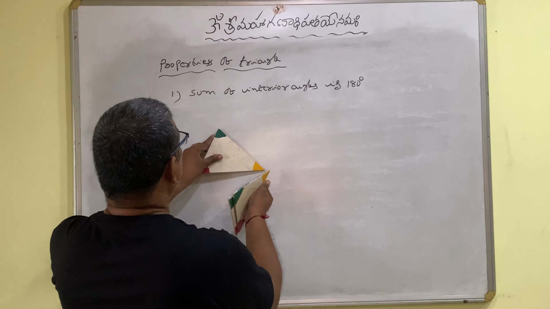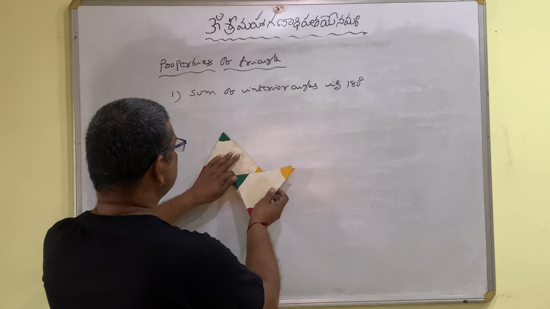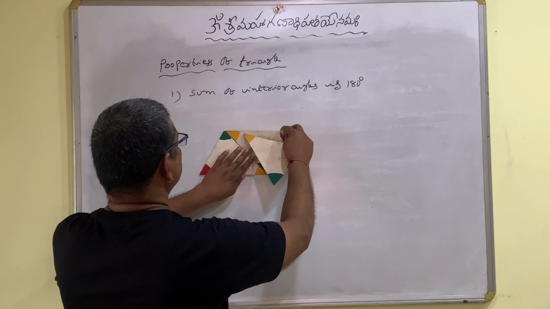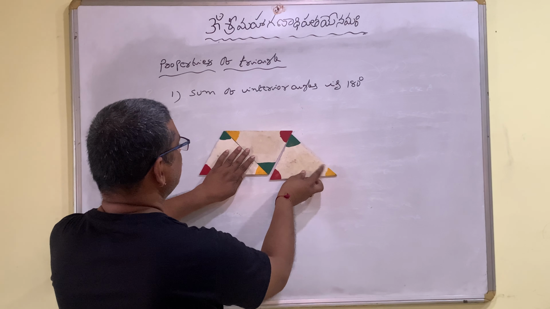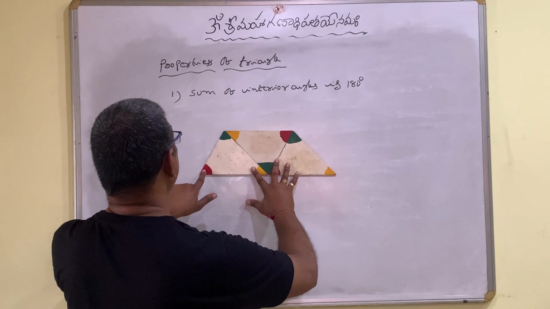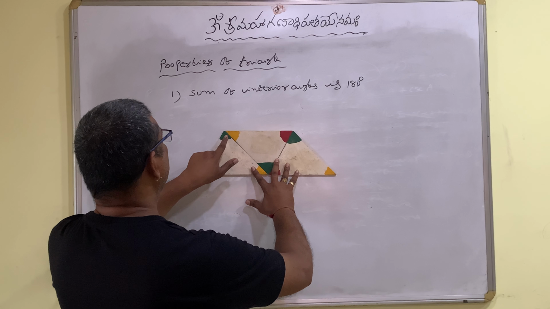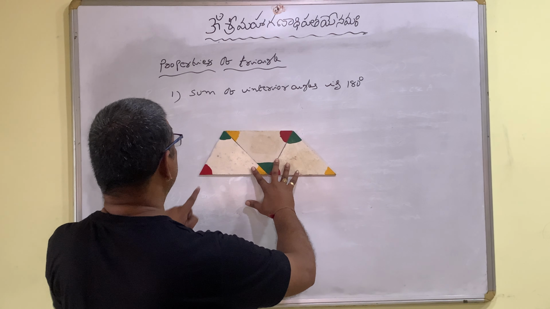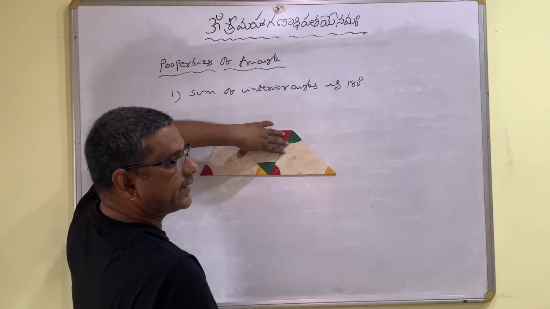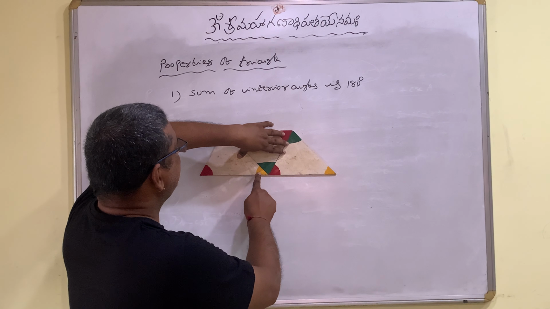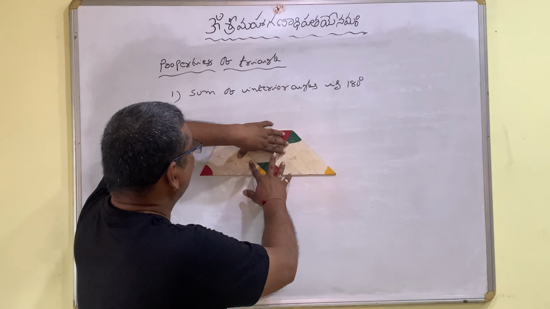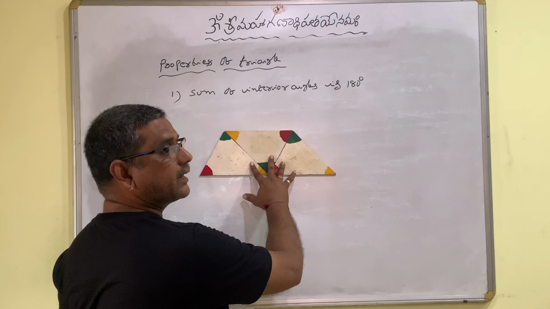See, I will arrange these 3 triangles in such a manner that, now you can observe the angles with red color, green color, yellow color. The sum of these 3 angles, you can observe clearly, forms a straight angle over here. That means the sum of these 3 angles is 180. First property done.